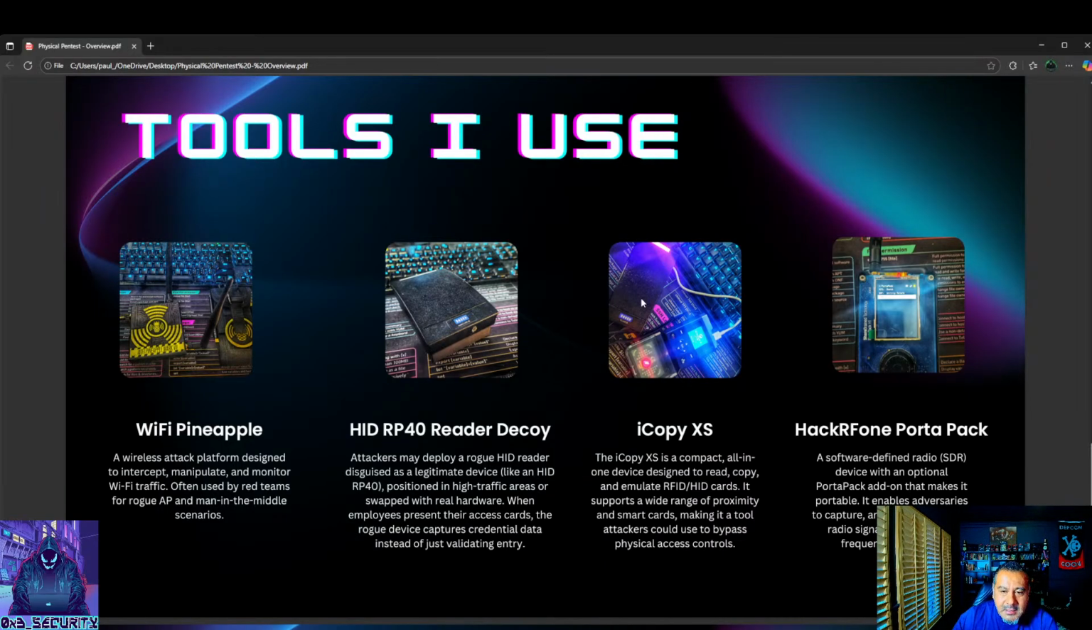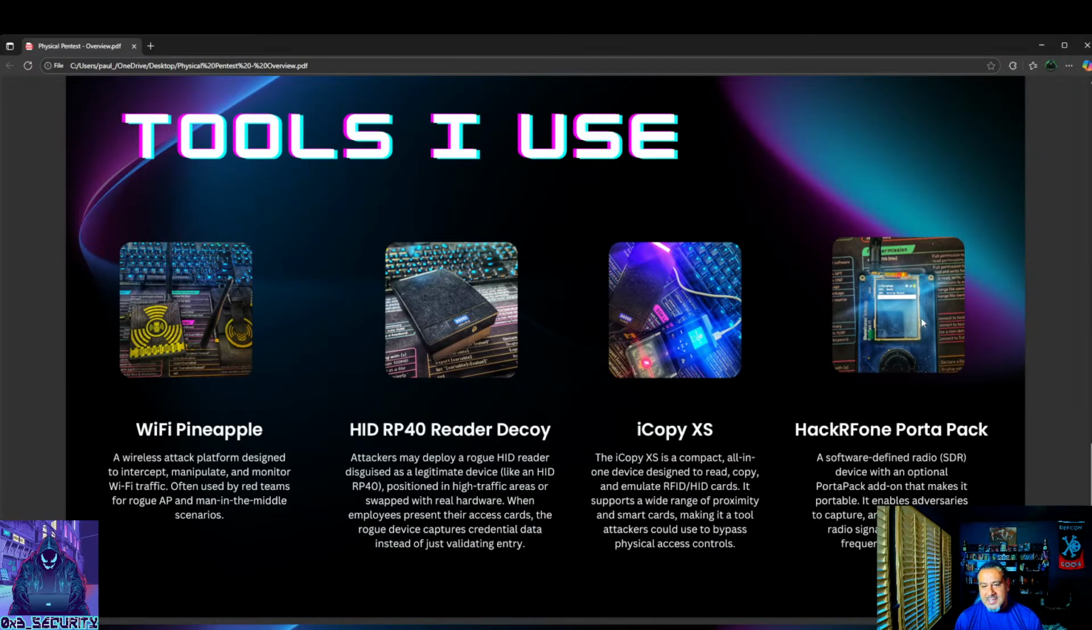iCopy XS is also great. It's pretty much, if I read it correctly, a Proxmark. However, this tool utilizes, and you can actually clone, HID iCLASS and some of their newer badges as well. And then this is my older one. For those that follow me on Facebook and Instagram, I did get the newer model this year. This is the HackRF One Portapack.